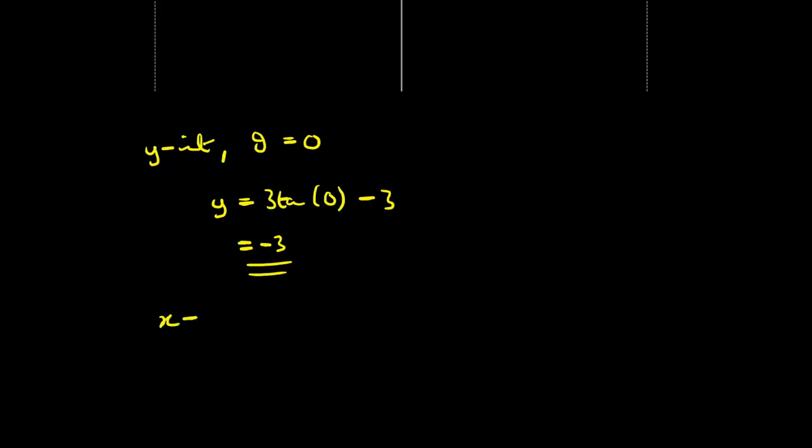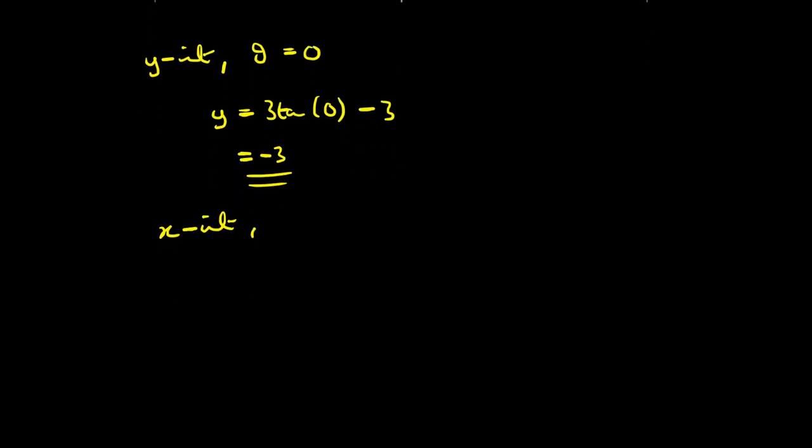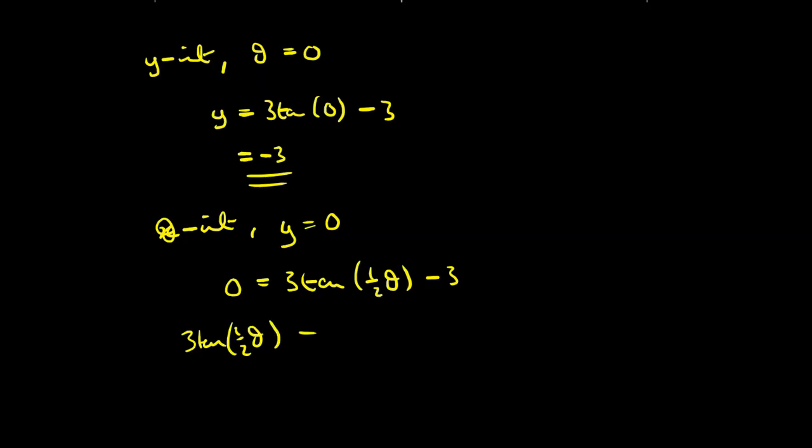We can do the same kind of thing for the x-intercept. The x-intercept is always where the y-coordinate is equal to 0. Or rather, in this case, the theta-intercept. When y is equal to 0, we get 0 is equal to 3 tan a half theta minus 3. And so therefore, 3 tan a half theta is going to be equal to 3.